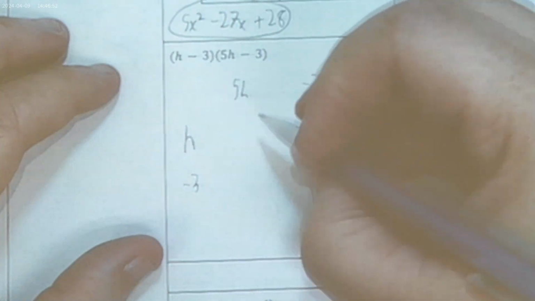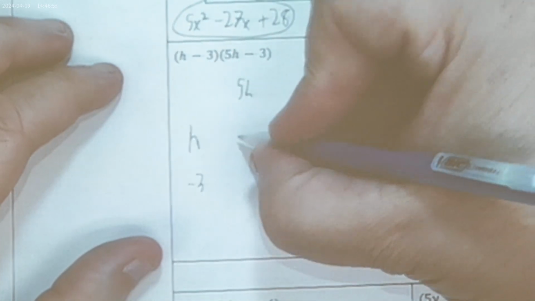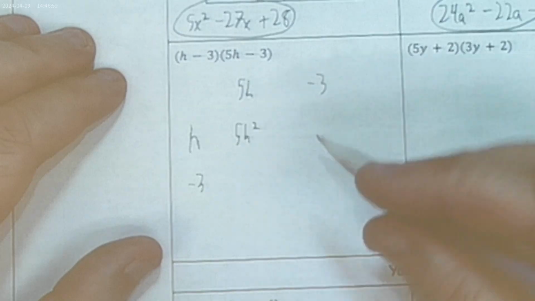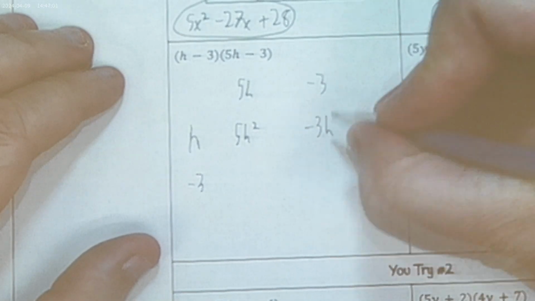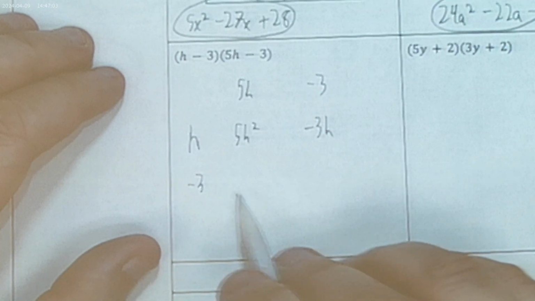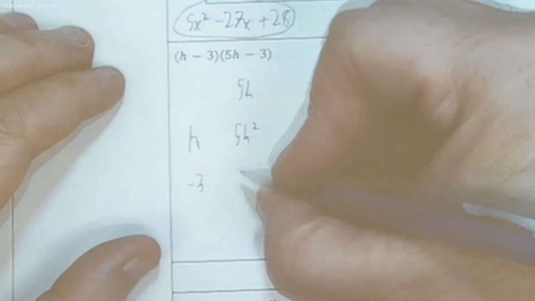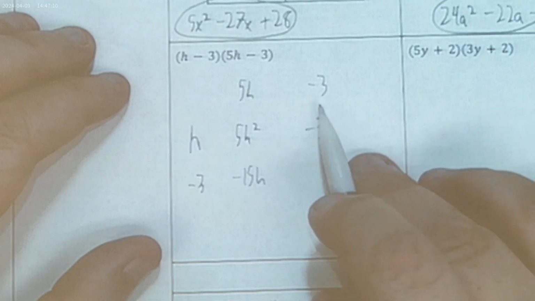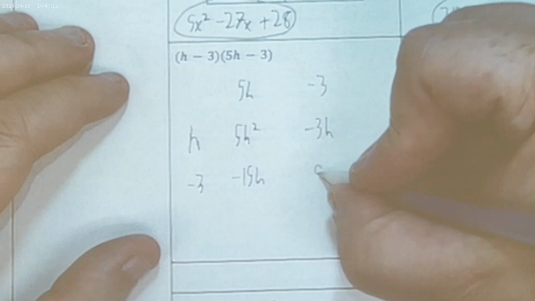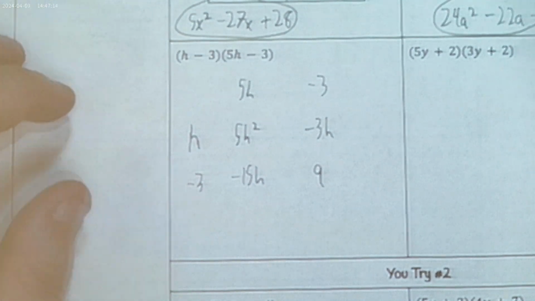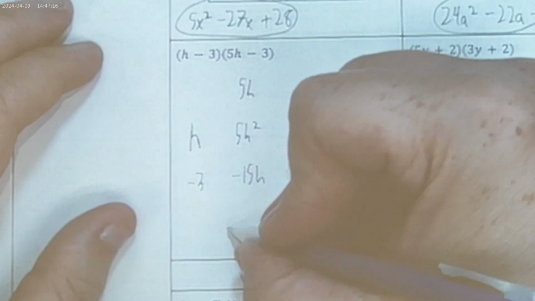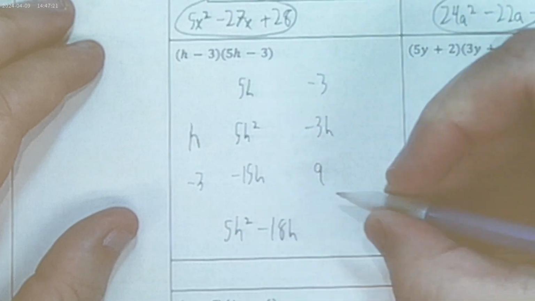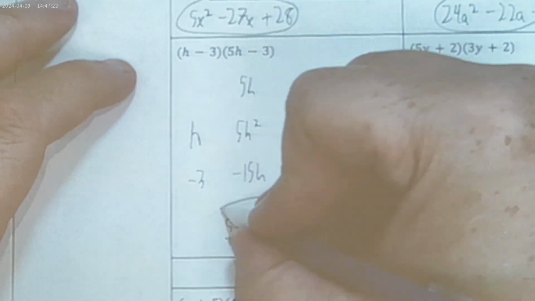I've got 5h times h, which is 5h squared. Then I've got h times negative 3, which is negative 3h. Then I've got negative 3 times 5h, which is negative 15h. And then finally, negative 3 times negative 3, which is positive 9. Alrighty. I'm going to combine everything together. That gives me 5h squared minus 18h plus 9.